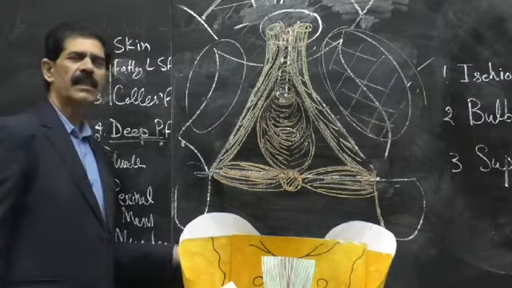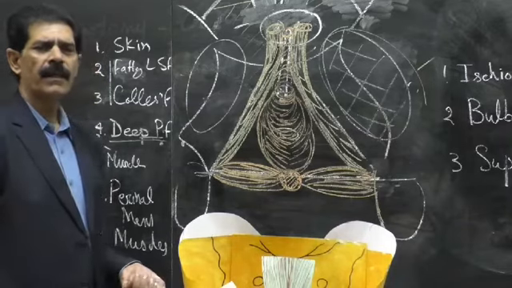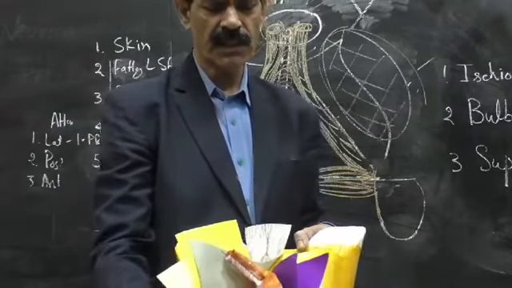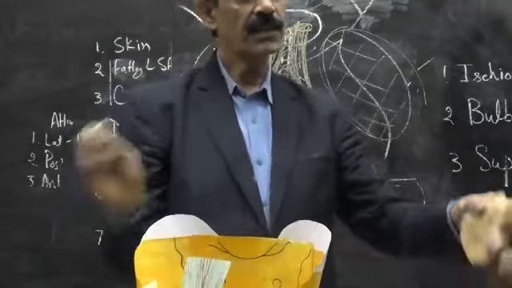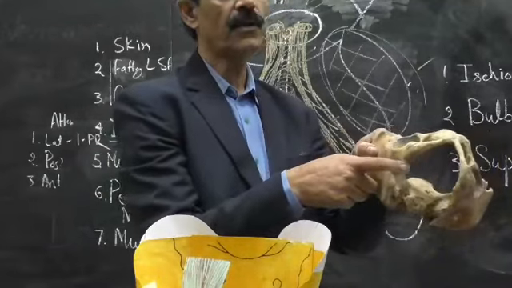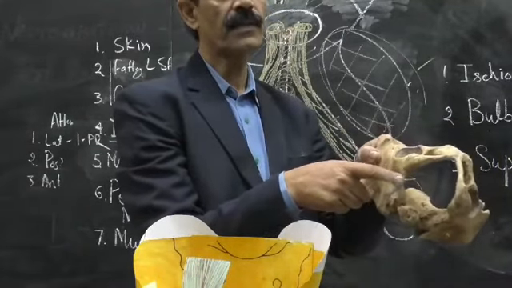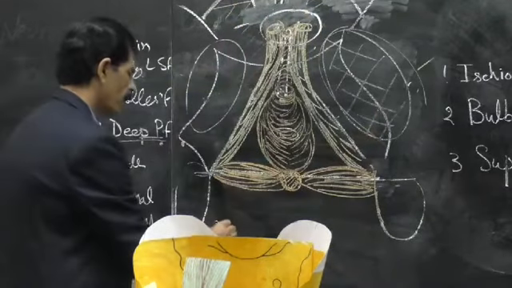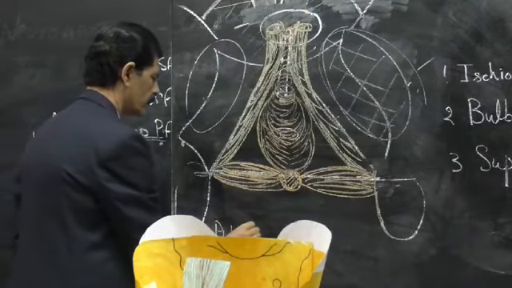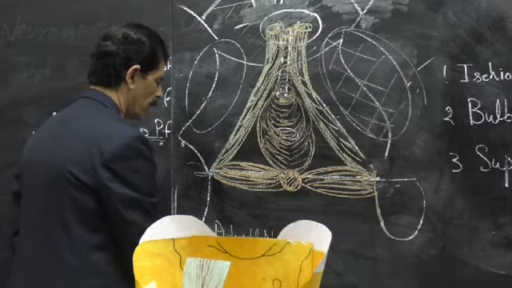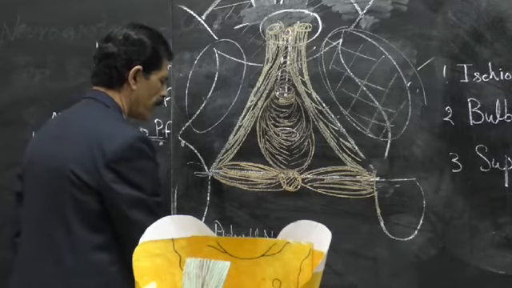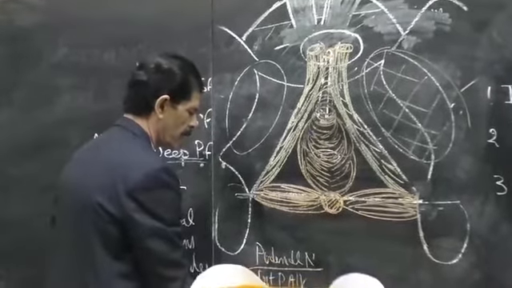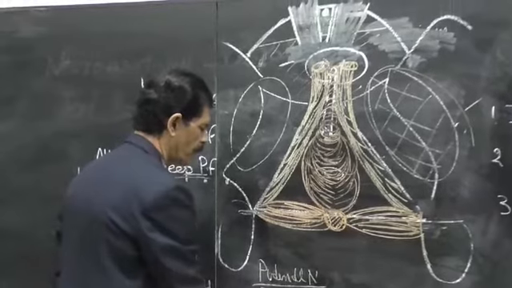So PIN are the three structures attached to the posterior or the dorsal surface of the ischial spine. So this is the ischial spine. So I am touching the dorsal surface. The dorsal surface here is touched by three structures. P for pudendal nerve. I stands for internal pudendal artery and vein, one of the branches of the internal iliac. N stands for nerve to obturator internus.